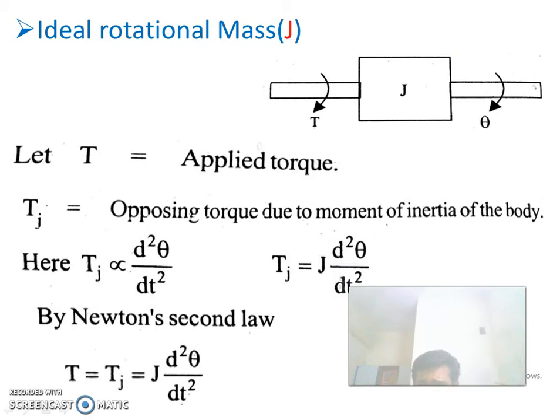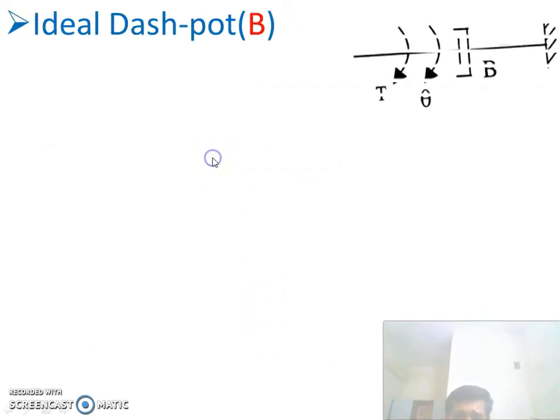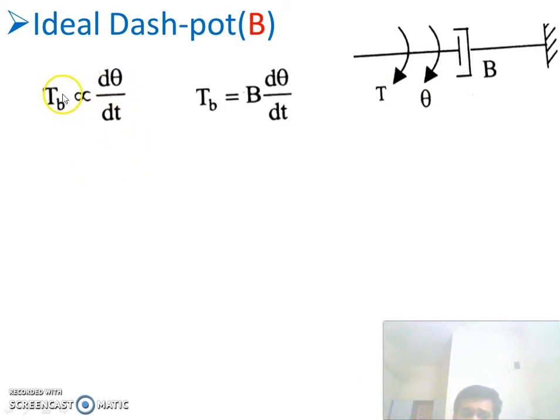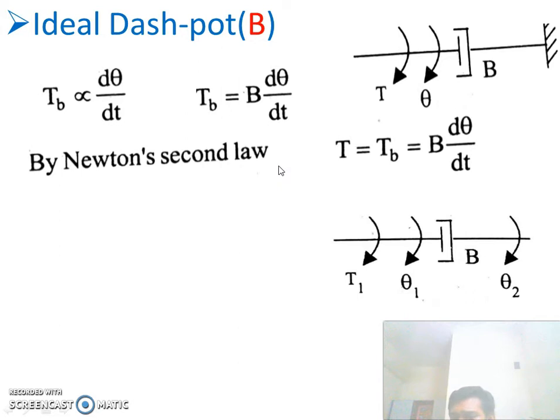Now we are going to see the ideal dashpot. Here the symbol is B. You have a dashpot and you apply a torque T. Due to this, you get an angular displacement of theta. The opposing torque Tb is proportional to d theta by dt. Removing the proportionality symbol, Tb is equal to B into d theta by dt. By Newton's law, the opposing torque is equal to the applied torque.